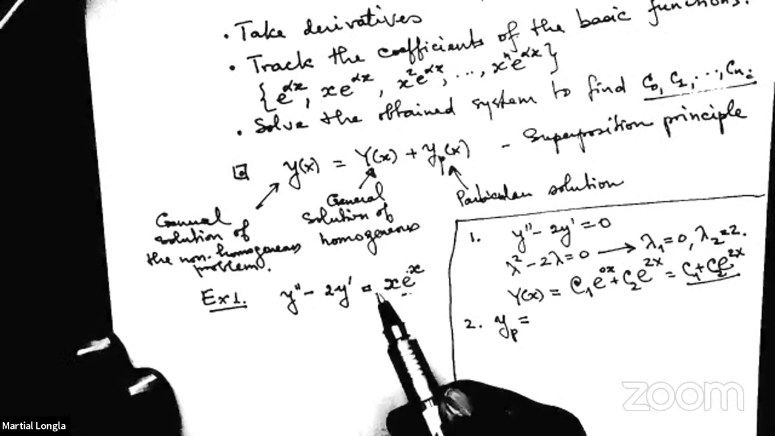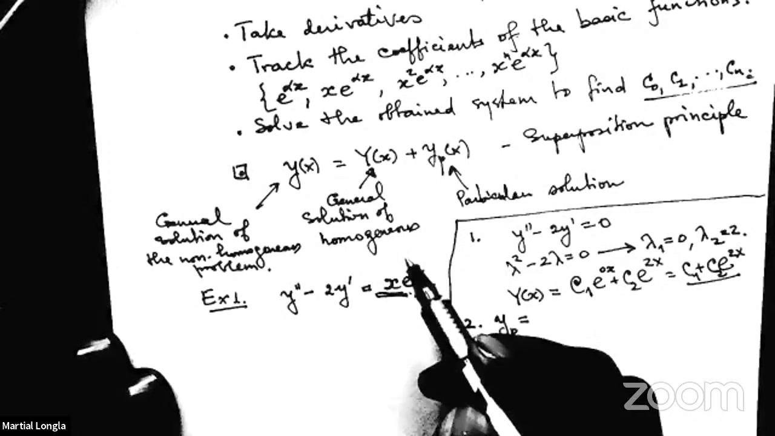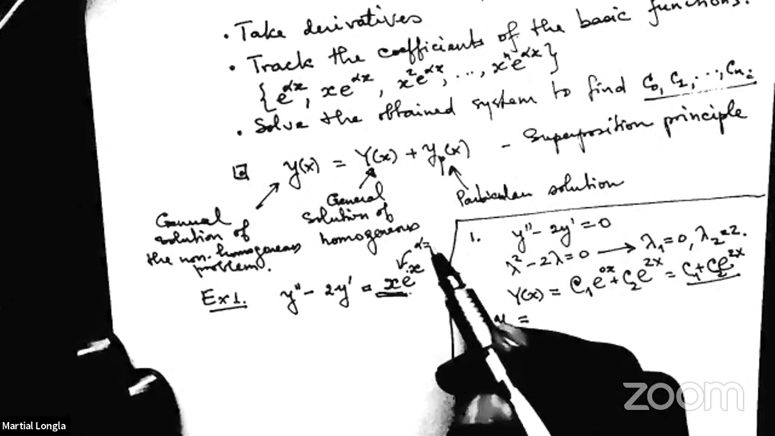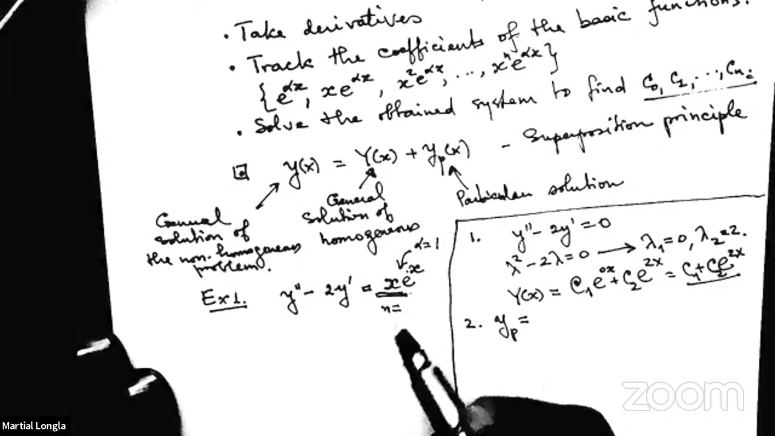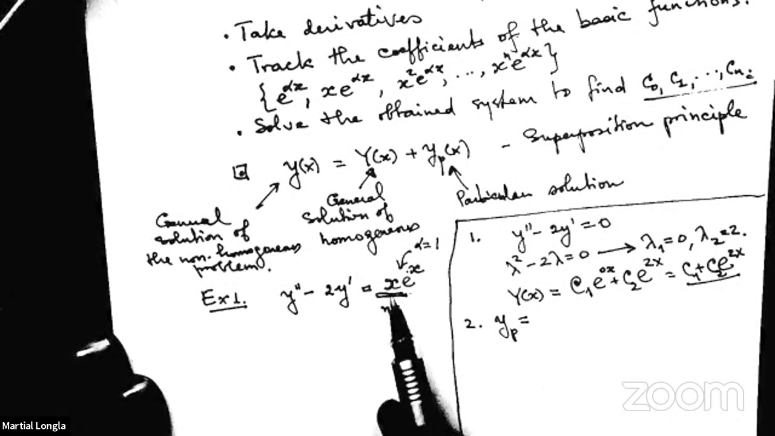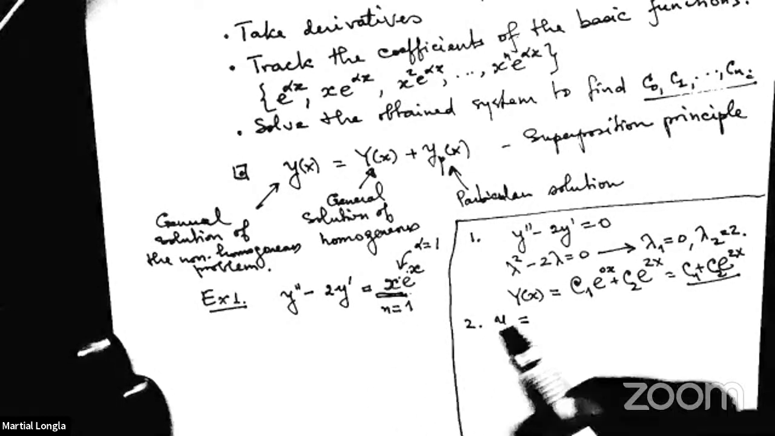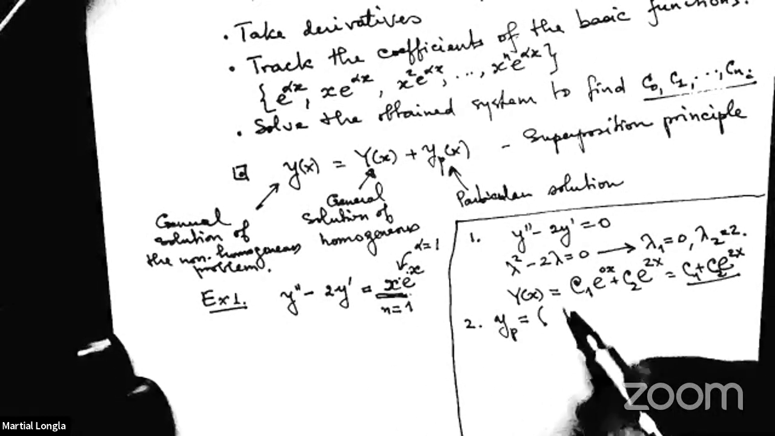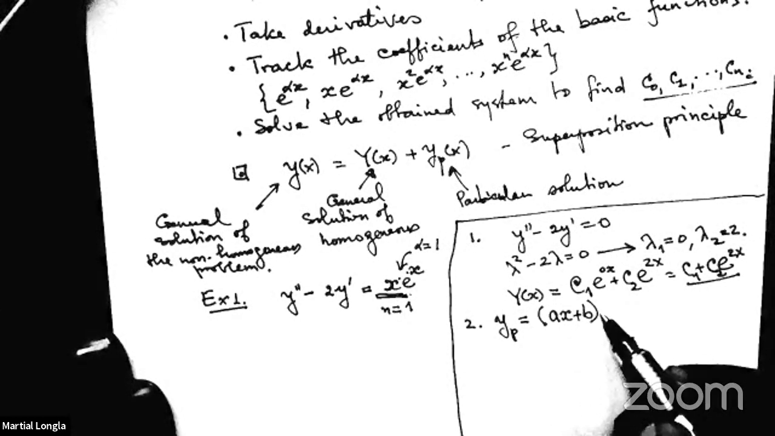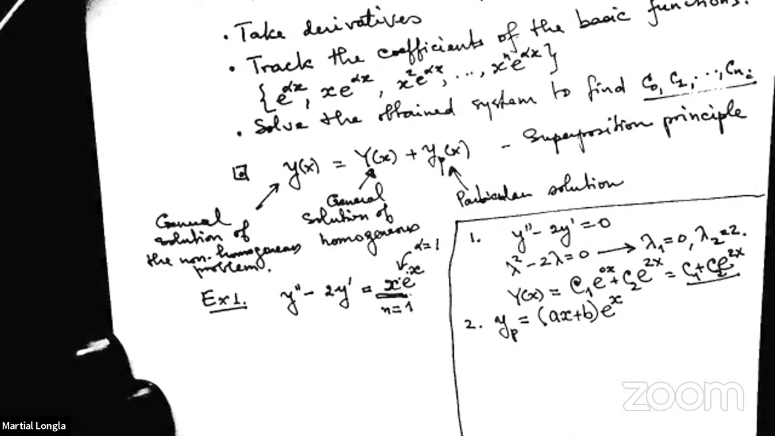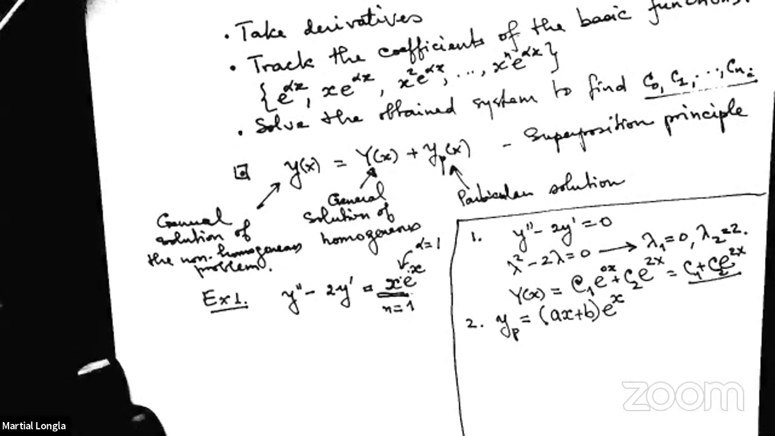And what is n here? So right here, that's alpha equal 1. What is n here? What's the degree of the polynomial you have here? 1. So n is 1 as well. That's the degree of this polynomial. So I'm going to have a polynomial of degree 1. That's ax plus b times e to the alpha x, which is e to the x. That's it. That's what the method says. Write down your yp like that. Take the derivatives and track the coefficients.